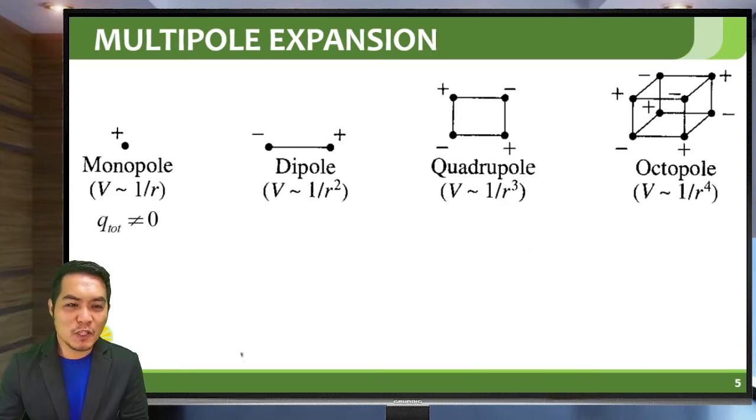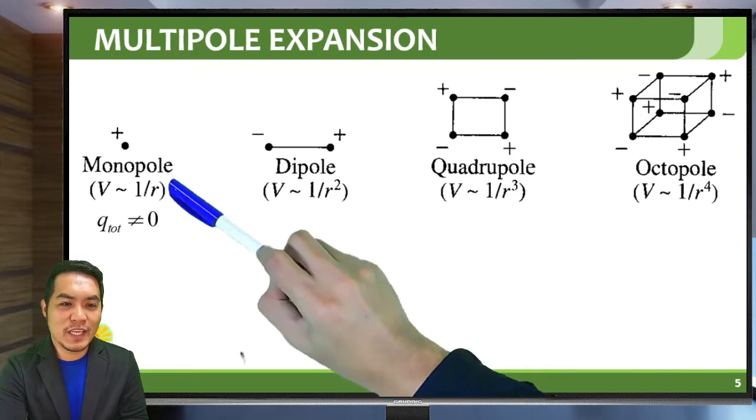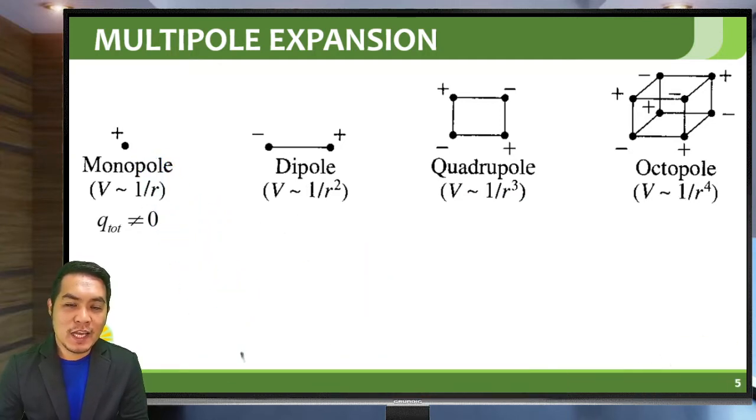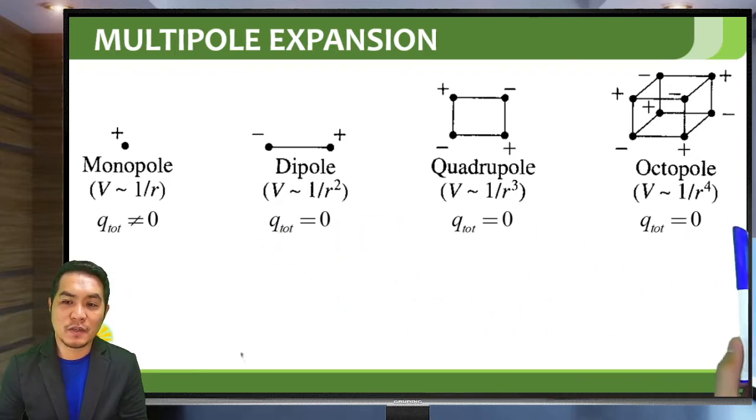In the monopole, you will notice that obviously there's a charge here, so the total charge is not equal to 0. For the dipole, the total charge is 0. For the quadrupole and the octupole, they're all 0. So the higher order terms actually have a total charge of 0.